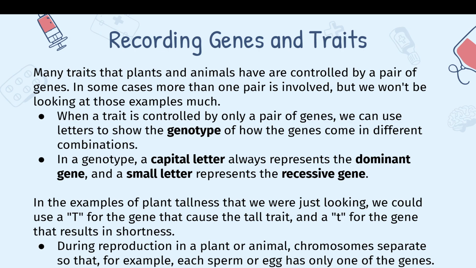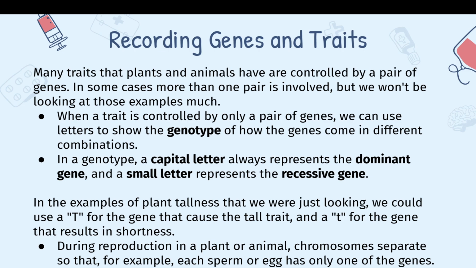That means that what we have to do is start to keep track of all of this genetic information that these plants are sharing with each other. We're going to create something called a genotype. And when we do a genotype, what we're doing is assigning letters to certain traits so we can keep track of the genes that are making these traits appear.